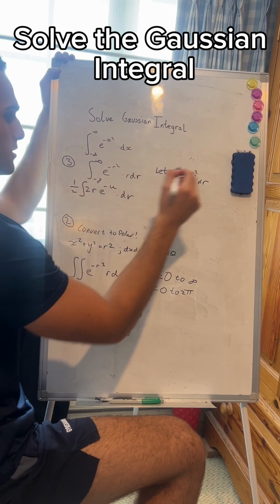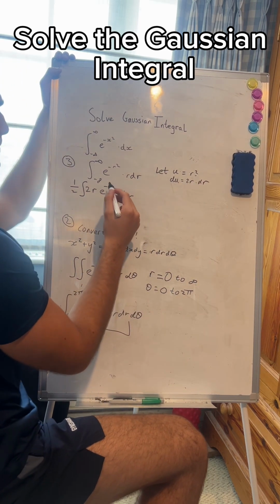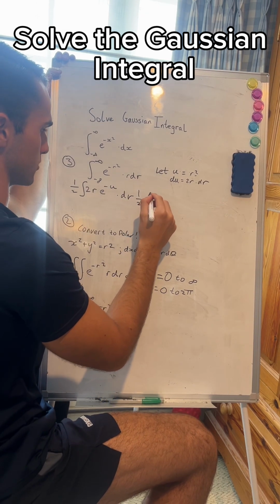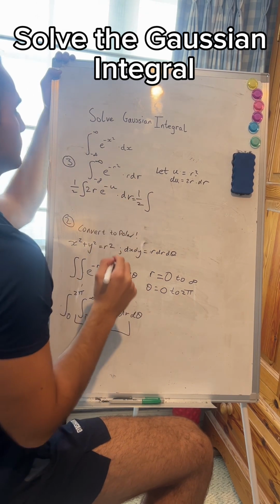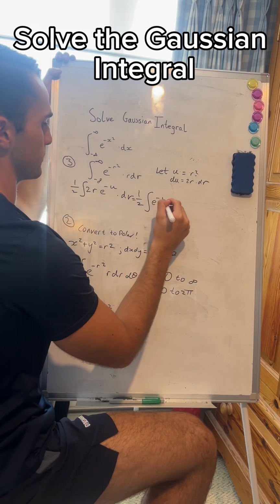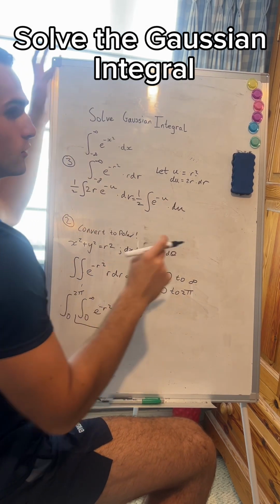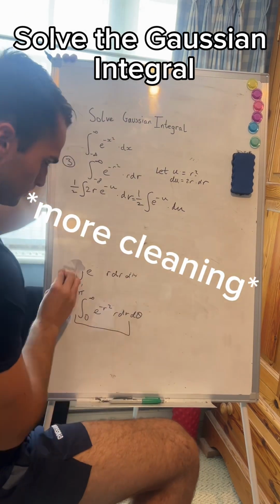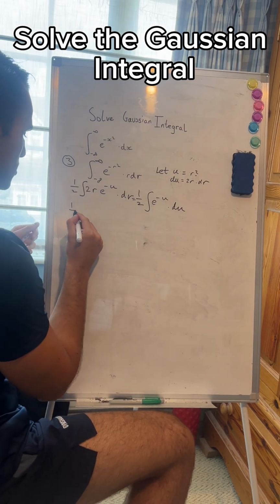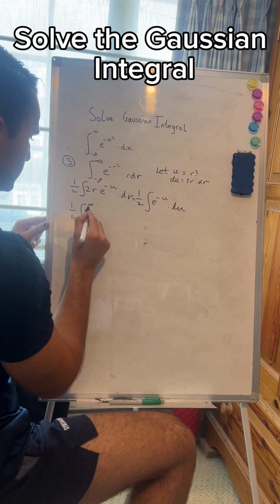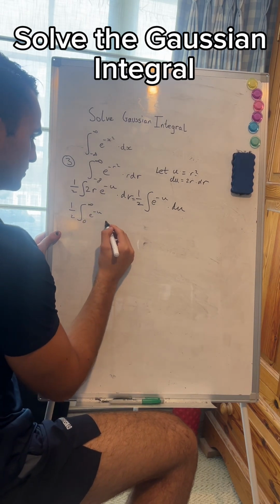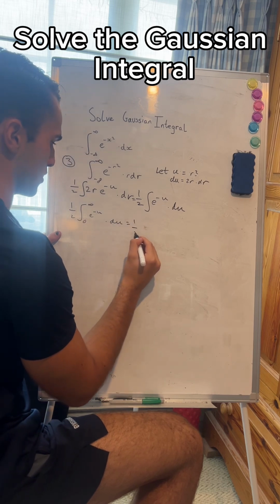So now we've got the 2r dr is du, and we've got the minus u subbed in, so this is just the integral of e to the minus u du, which we can all solve. This is looking good. So now what is this? Half the integral between infinity and 0 of e to the minus u du.